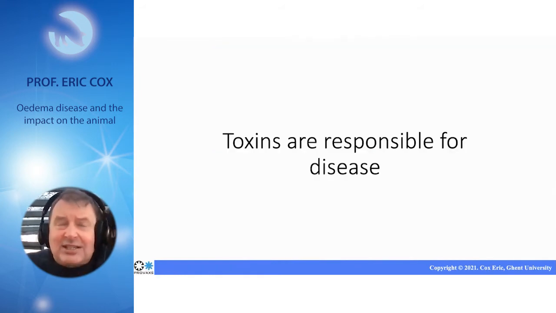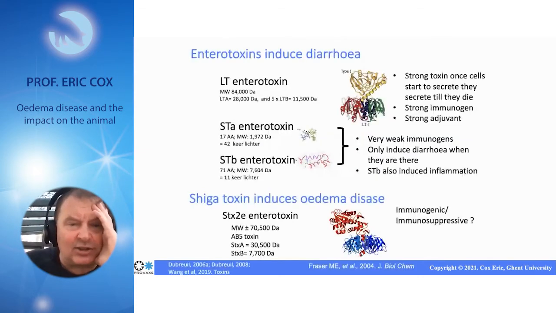So the disease is induced by the Shiga toxins. And you see here the different toxins that are produced by E. coli. So the enterotoxins, you have the LT, the STA, and the STB enterotoxin. The LT enterotoxin is a very large, complex toxin, composed of 2 parts, an A part, the active part, and a B part, the binding part.